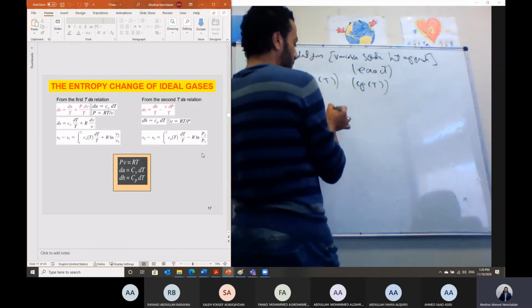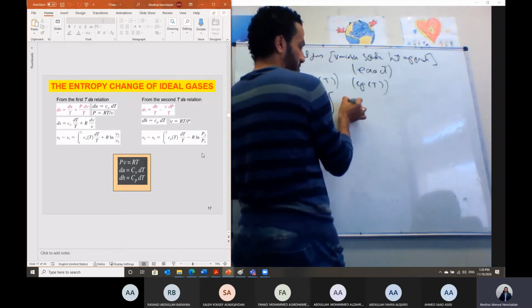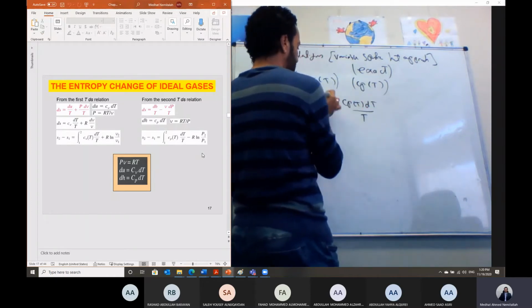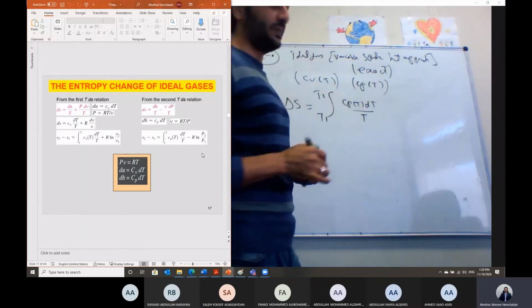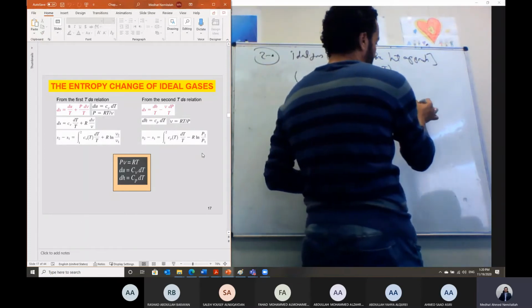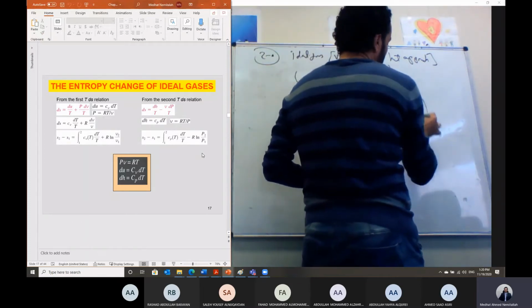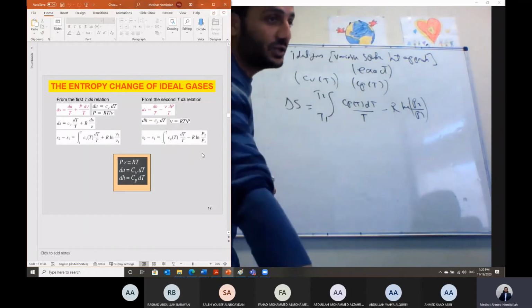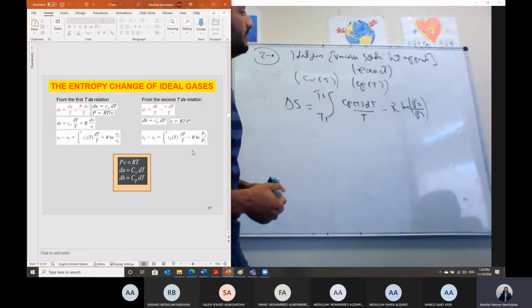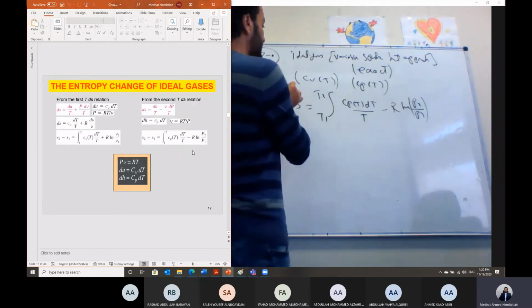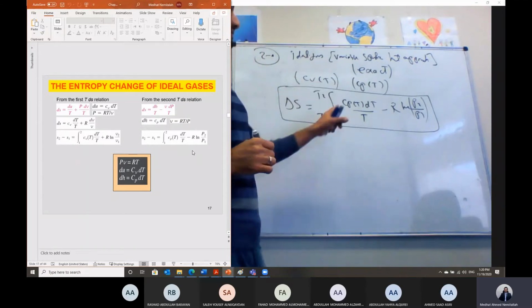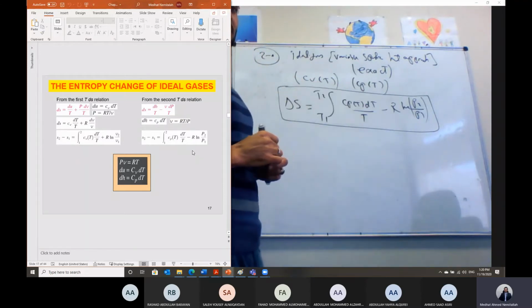So delta S will equal the integral of Cp as a function of temperature, dT divided by T, from T1 to T2, minus R multiplied by ln P2 divided by P1. Okay, the integration of dP over P will be ln P2 over P1. And this is how we can calculate delta S for the exact analysis. But we have to get this value of Cp as a function of temperature and do the integration.